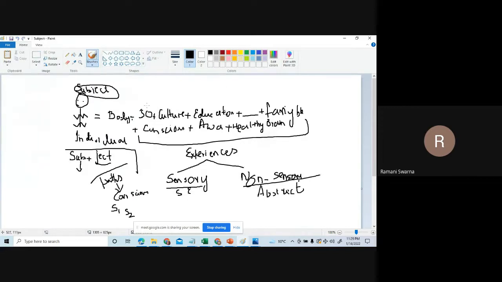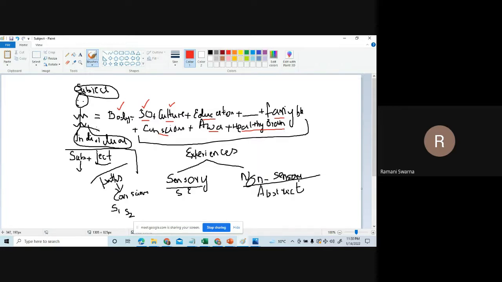Yes. Now, let us first of all understand what is a subject. A subject, in simple terms, is nothing but an individual which is existing in front of us, number one. Number two, we will say that the subject has a body. Sense organs are there, culture, because these are all the things that you require for your own research sake. So we have got the sense experience, culture, education, family background, consciousness, awareness, and a healthy brain is also existing out here.